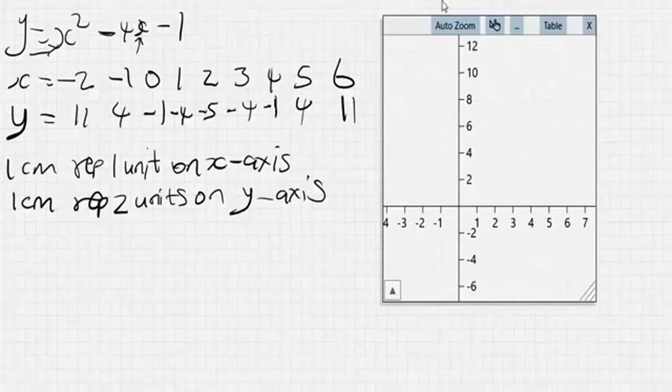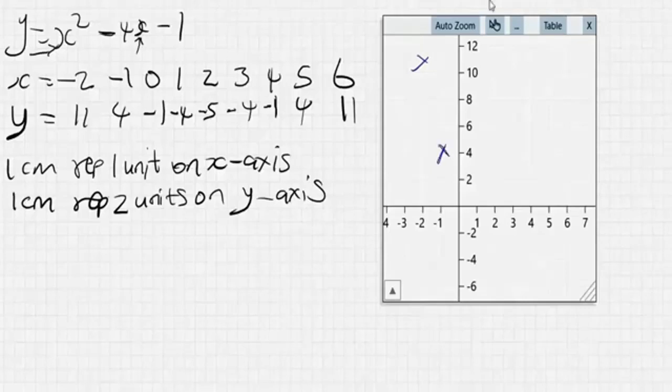So when our x is -2, our y is 11. If we trace it, 11 will be in between 10 and 12, so the point will be somewhere here. When our x is -1, our y is 4. When you trace it, the point will be somewhere here.